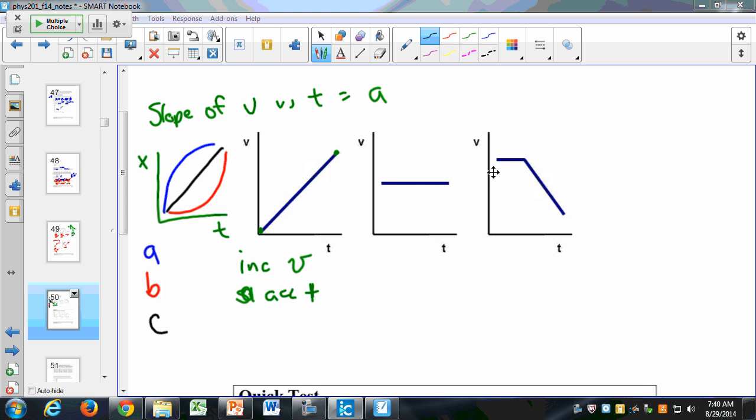Which line is going to represent the position versus time graph? Looking at the second graph, which one represents the position versus time graph for that second one? Here I have a 0 acceleration because the slope is 0, constant velocity. Which one is the position versus time graph? Let's guess if you're not sure.